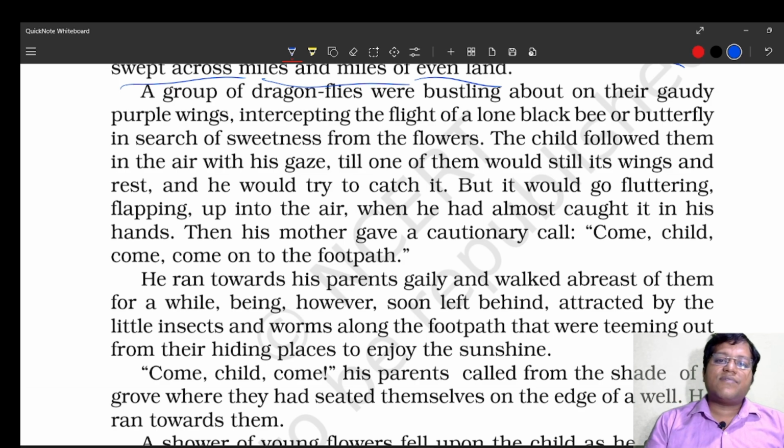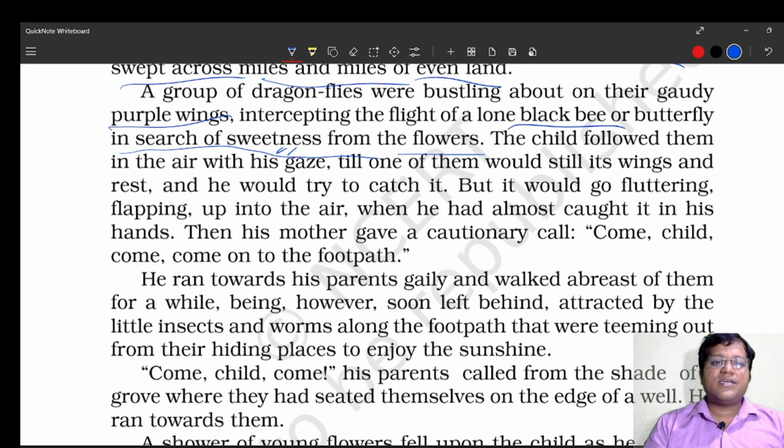A group of dragonflies were bustling about on their gaudy purple wings. Dragonflies are a type of big insect. They were flying with their purple wings, intercepting the flight of a lone black bee or butterfly in search of sweetness from the flowers. There were other insects like the black bee and butterflies also. They were collecting the honey. Sweetness here means honey from the flowers.